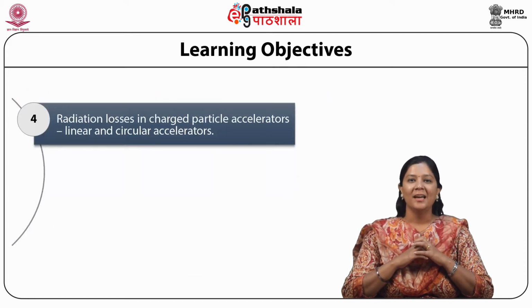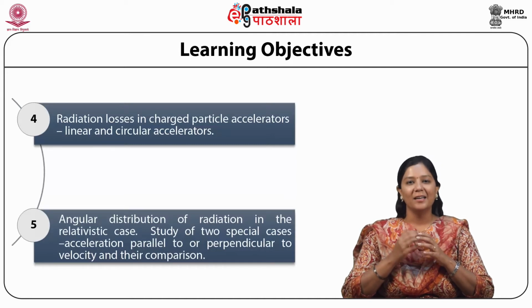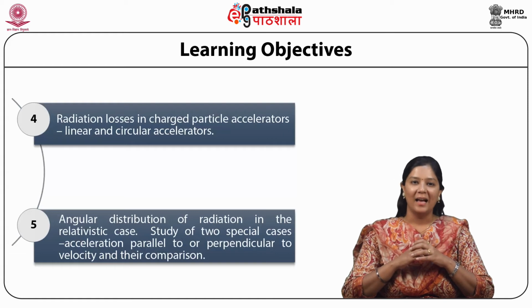Radiation losses in charged particle accelerators, linear and circular accelerators. Angular distribution of radiation in the relativistic case, study of two special cases, acceleration parallel to or perpendicular to velocity, and their comparisons.